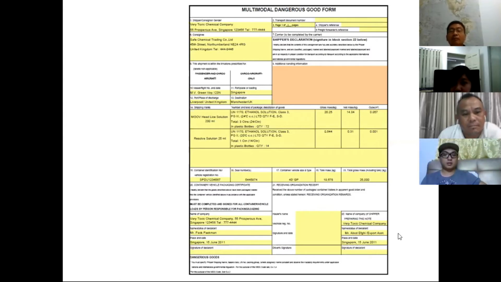Same situation as Prunella's. The shipping line will provide the CPC, yes? Yes, I guess so. Or they are not aware of that, lah. Yeah, but the one they provided to me is different from this one. Yes. They don't use a multimodal dangerous goods form.